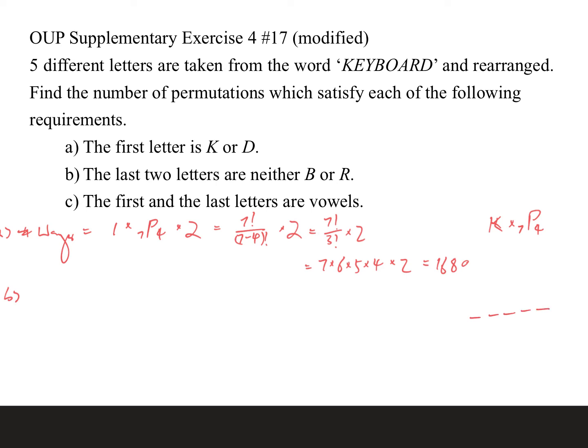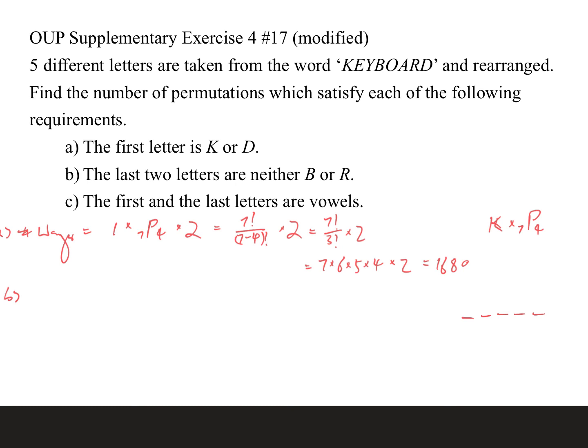Now, neither B nor R. If we think like this, is the opposite B or R? Unluckily, no. Because the opposite of neither B nor R can be, for example, B and O. So if we attack the problem in this way, we will make a mistake. And therefore, we must think like this.